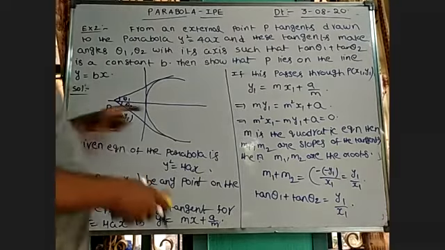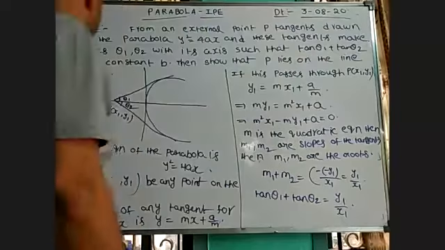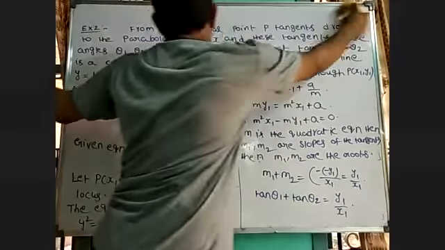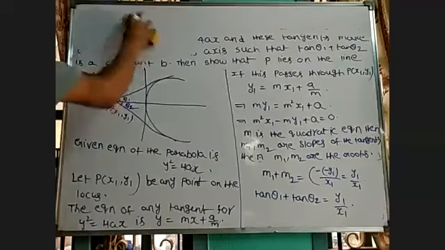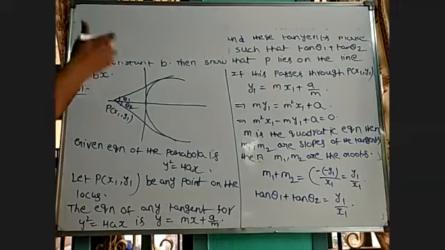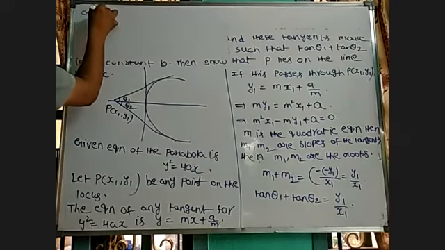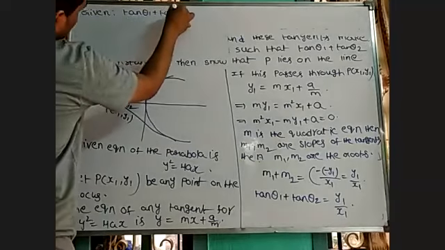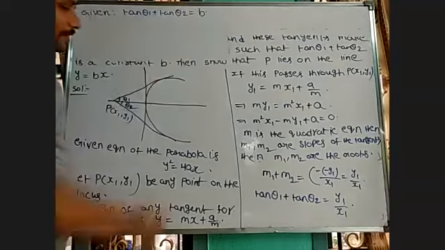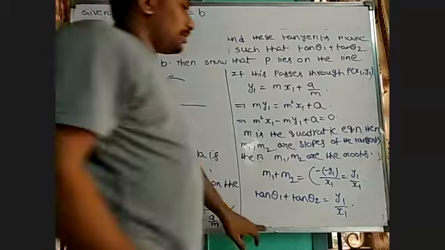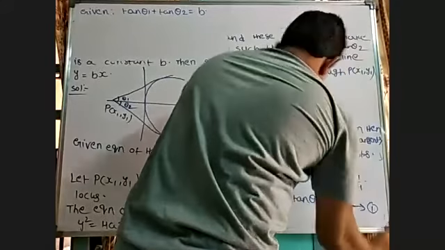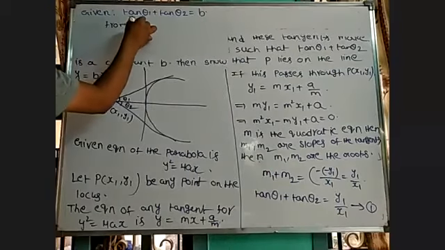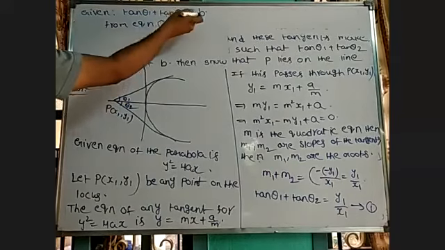Next, if you see in this question, what they give: tan theta 1 plus tan theta 2 is a constant b they give. Okay, understood? Next, that's why, see there, I'm writing there. Given tan theta 1 plus tan theta 2 equals b. We are taking, understood? Next, this is equation 1 we are taking. From equation 1, what we write? From equation 1, given tan theta 1 plus tan theta 2 is equal to b they give.